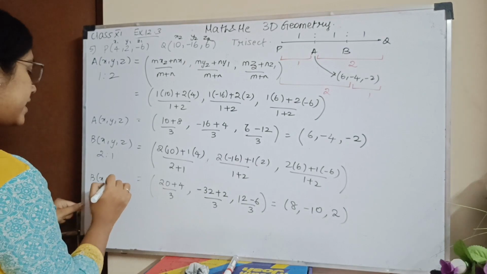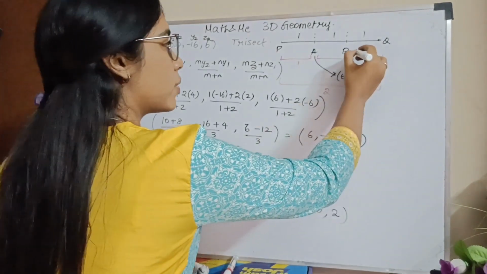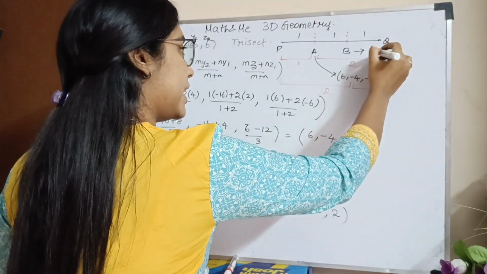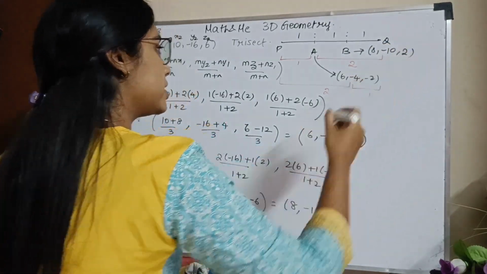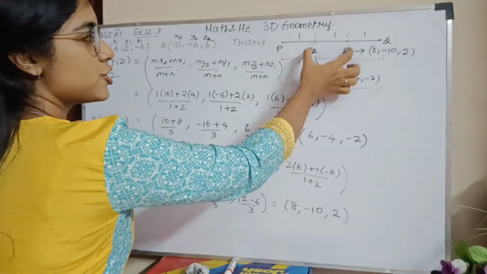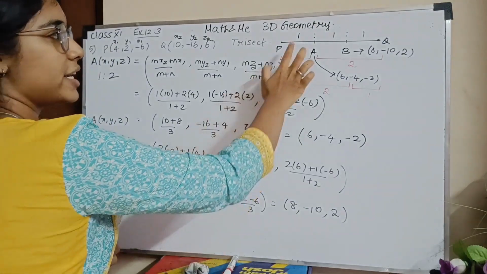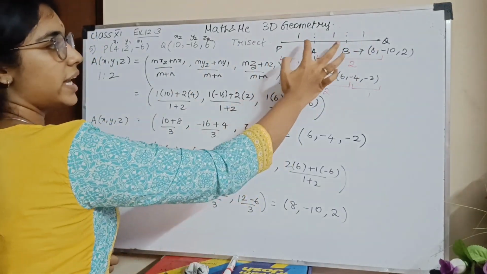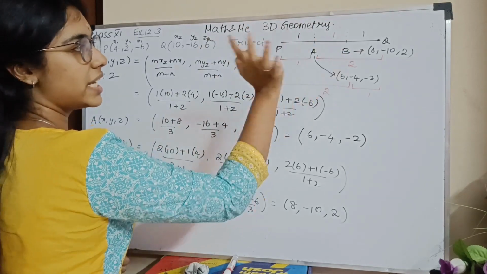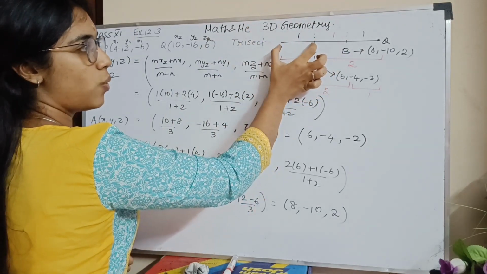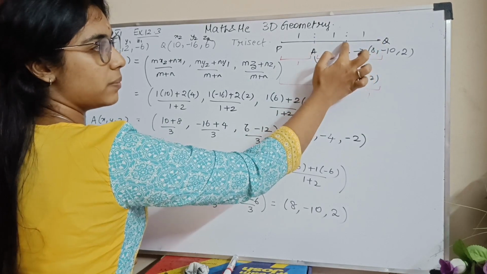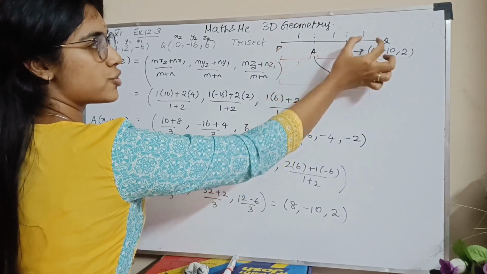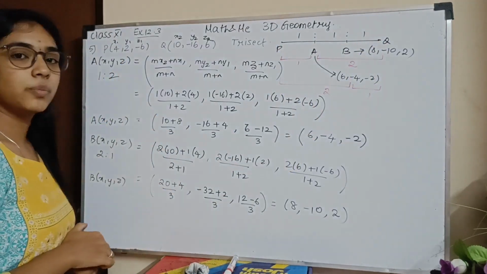Okay? So these are my coordinates of B. So B, x, y, z. So I have also found out the coordinates of B, which is 8, minus 10, 2. Okay? So you have found out the points which divide the line segment PQ in the ratio 1:1:1. Basically trisect. Okay? What did we do to trisect? We took two points, A and B. First A, A divides PQ in the ratio 1:2. Then B, B divides the line segment in the ratio 2:1. Okay? So you have found out both the points.